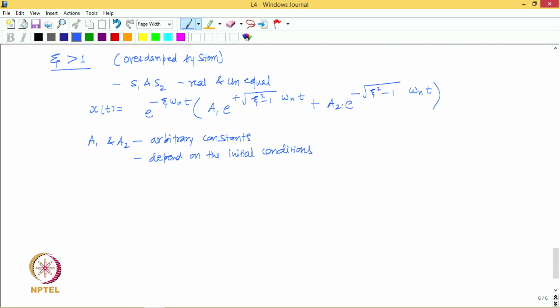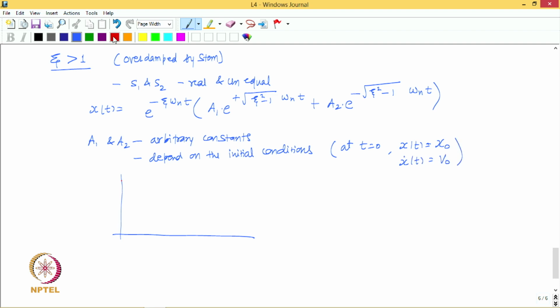They depend on the initial conditions on the displacement and velocity of the mass of the system. So, if we plot say the response of the system, then it is going to look something like this. Let us say we take initial conditions as, at t is equal to 0, x of t is equal to x naught, and the velocity x dot at t is equal to 0 is v naught.